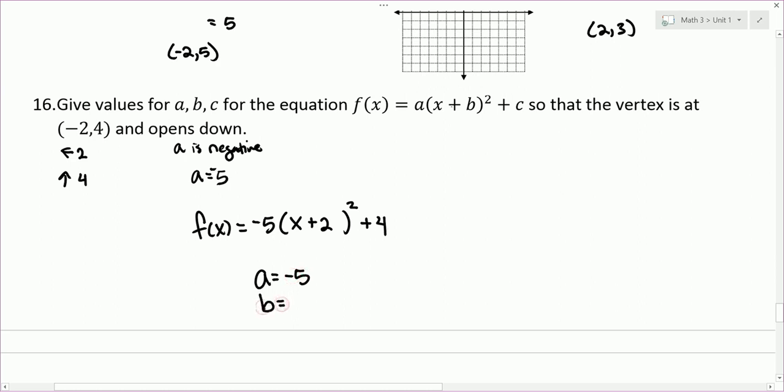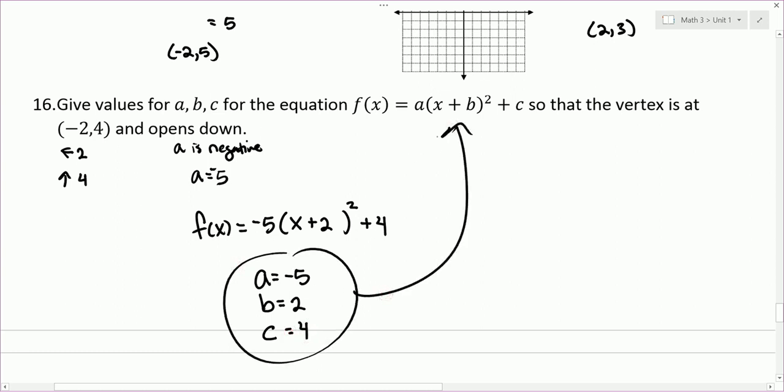B, well, in the form we have x plus b, so b would be 2. If it said x minus b, we'd have to be careful there and put -2 to get a +2. Double negative gives us a positive. But we have an x plus 2, so we're just going to grab our 2. And c we want to be +4. So if we plug those into that equation, we end up with what we have here, and that gives us a vertex at -2, 4, and opens down.